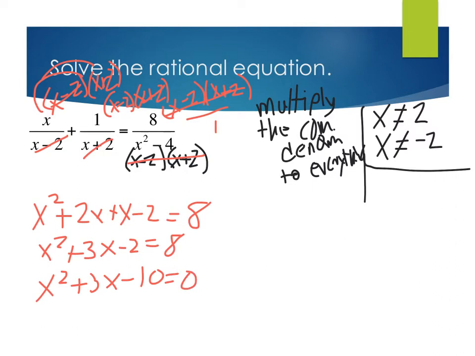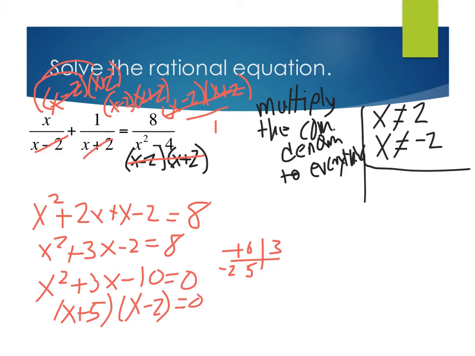So what multiplies to negative 10 but adds up to 3? Well, that would just be negative 2 and positive 5. So I have x plus 5 and x minus 2. So my answers will be x equals negative 5 and x equals 2. But before I say that those are both my answers, I need to look back up here. Are there any values that x couldn't be? Well, it couldn't be x equals 2, so I'm going to make an X to say, hey, that's not going to work. And my answer is x equals negative 5.